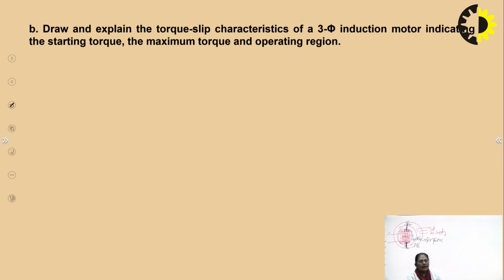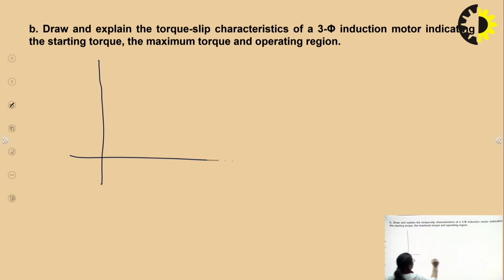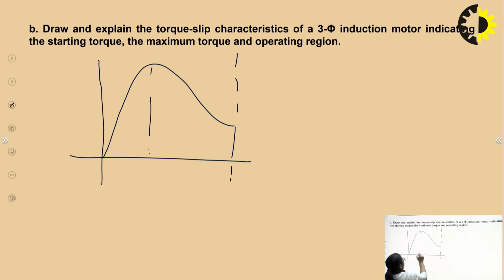So, the second question with this is, draw and explain the torque slip characteristics for a three-phase induction motor, indicating the starting torque, the maximum torque, and the operating regions. Now, the torque slip characteristics for a three-phase induction motor can be given like this. This is the maximum torque.